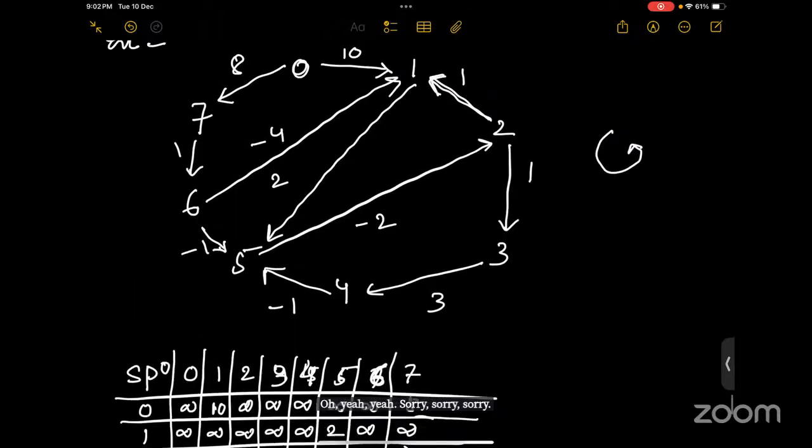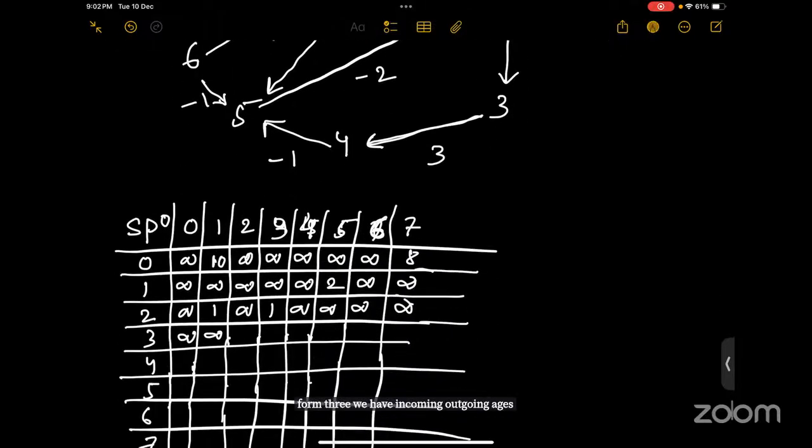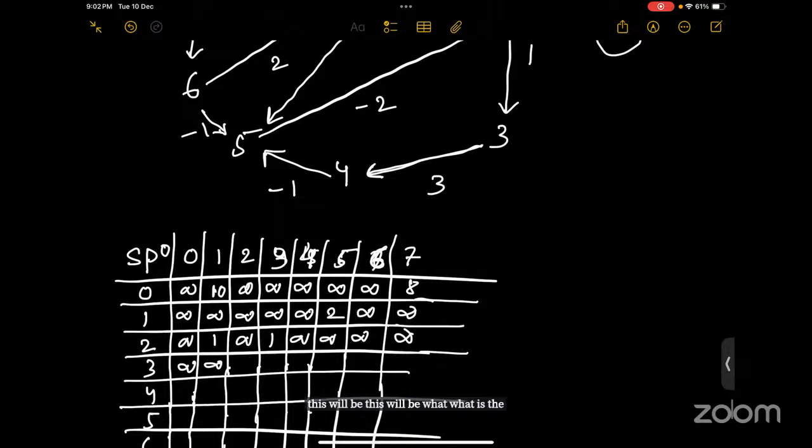Okay. From 3 we have outgoing edges to 4, right? So at 3 to 4, what is the edge? 1, right? And 3 to 4 is 3. Rest all are infinity.